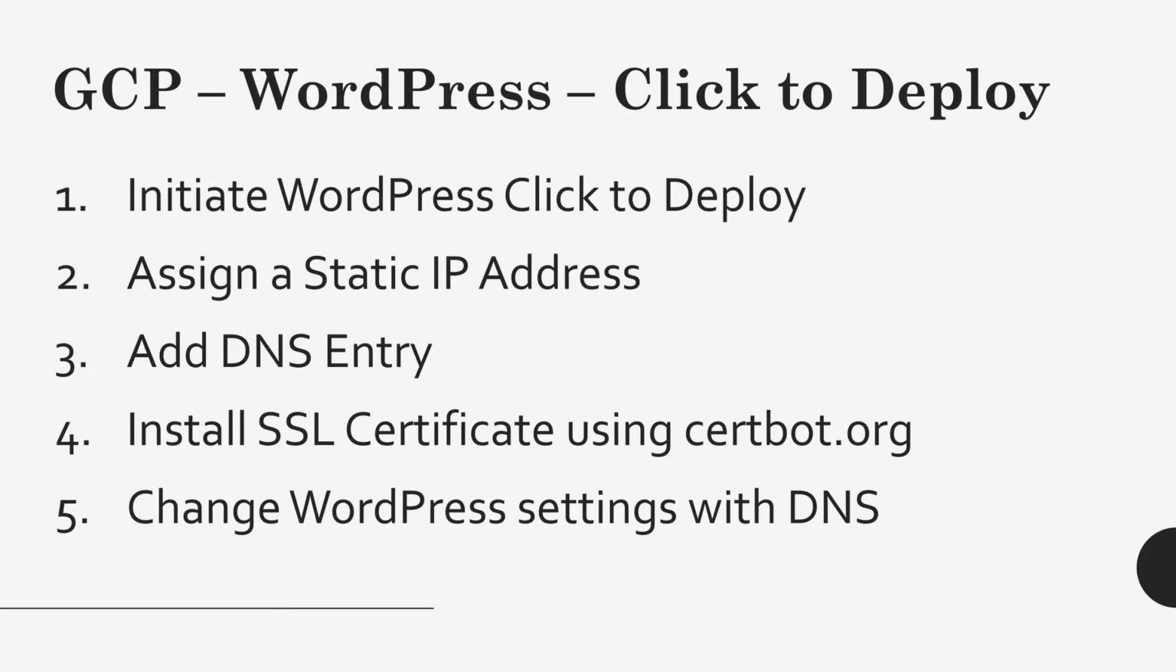Third step, add DNS entry. Fourth step, install SSL certificate using certbot. Last step, I have to bring up the WordPress console and update the settings with the DNS entry. Then we can start using the URL for publishing blog and also administer the WordPress console. Let's go to the demo now.